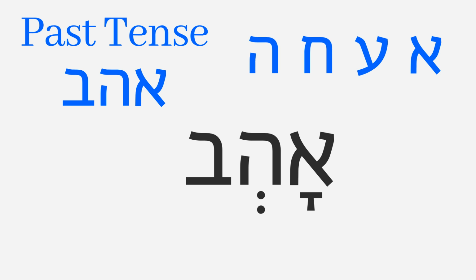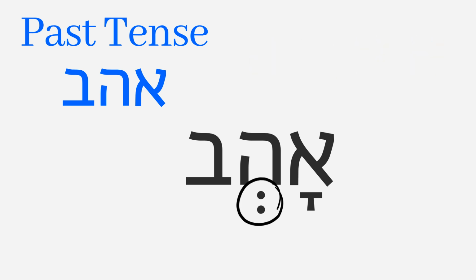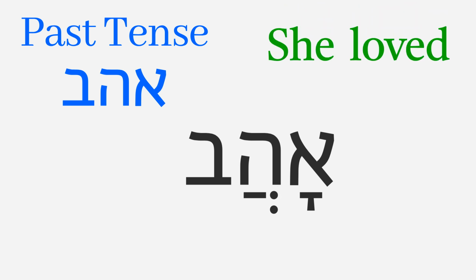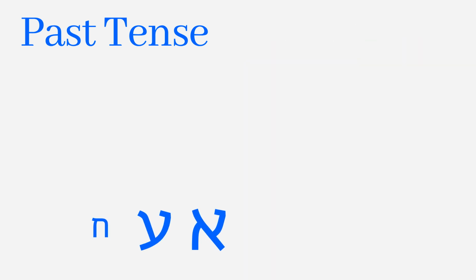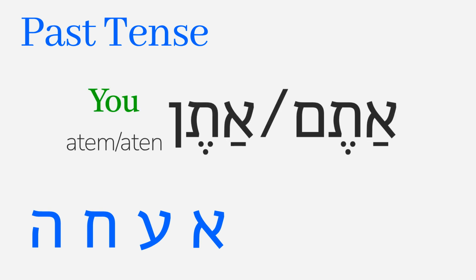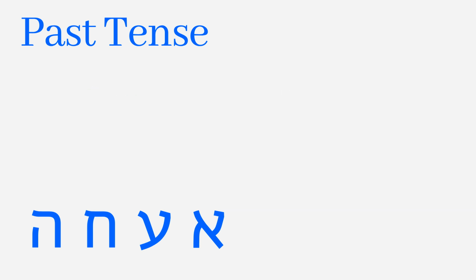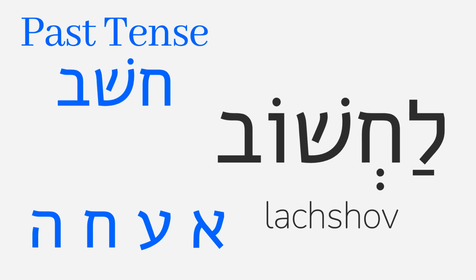To solve this problem, if the second letter of a root is an aleph, ayin, chet, or hey, the vowel under those letters in the he and heim and hein forms will be a patach shva instead of just a shva. So she loved is ahava, and they loved is ahavu. And of course, if an aleph, ayin, chet, or hey is the first letter of the root, the atem and aten, you masculine and feminine plural forms, will be irregular since they're supposed to have a shva under the first letter of the root. For example, let's take the verb lachshov, which means to think.